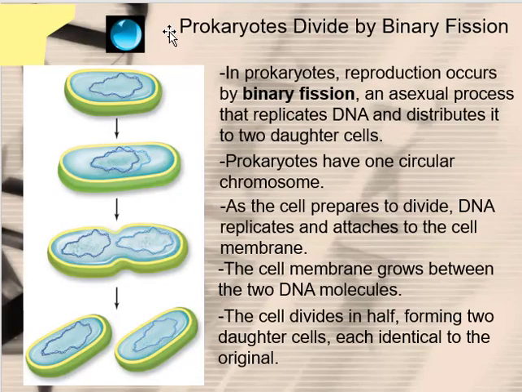Now, binary fission. Binary fission is a process where you basically build up one cell and it splits and becomes two identical cells. This is an asexual reproduction. This is a bacillus, a bacterium. Now, in bacteria, they don't have a nucleus. They just have a nucleoid region.